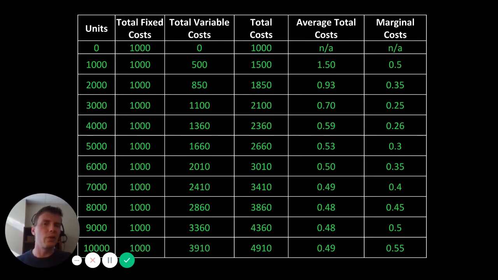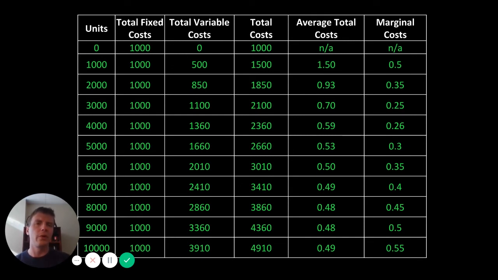So let's go down and do row 3 as well. In row 3, the change in cost would be the cost of producing 2,000 units, $1,850, minus the cost of producing 1,000 units, $1,500. That gives us $350. And the change in the units of production is going from 1,000 to 2,000, so 1,000. So in the numerator, we have 350, and we're dividing by a change in production of 1,000, so that gives us 35 cents. So the marginal cost of production when you're producing 2,000 units is 35 cents.